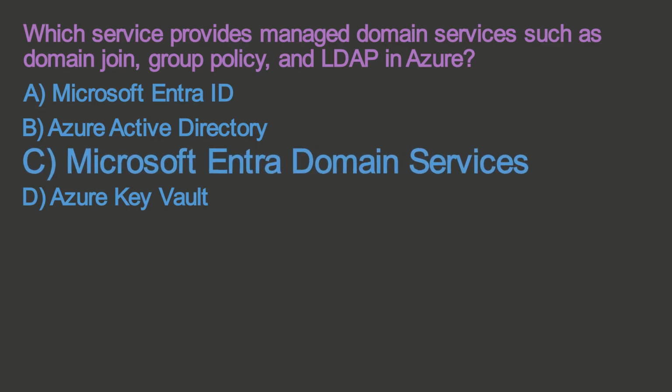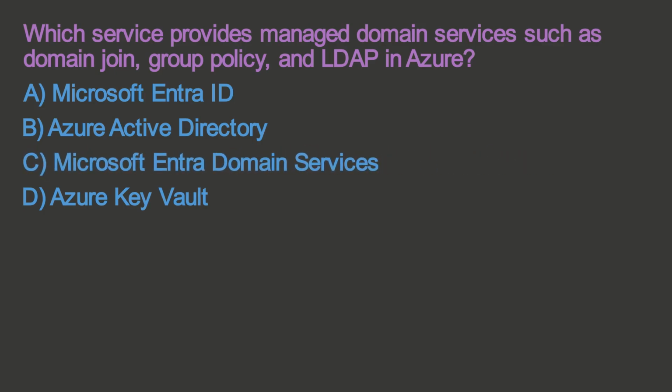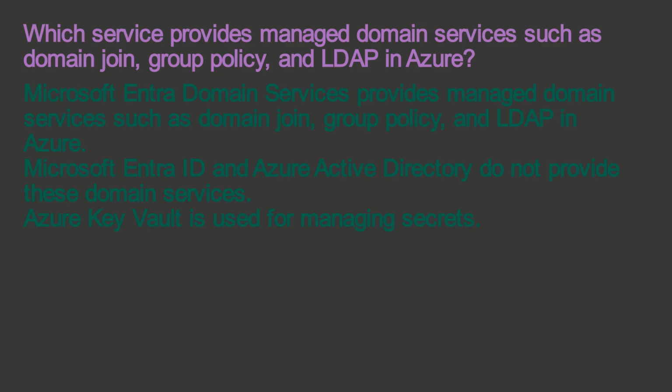The correct answer is C. Microsoft Entra Domain Services. Microsoft Entra Domain Services provides managed domain services such as domain join, group policy, and LDAP in Azure. Microsoft Entra ID and Azure Active Directory do not provide these domain services. Azure Key Vault is used for managing secrets.